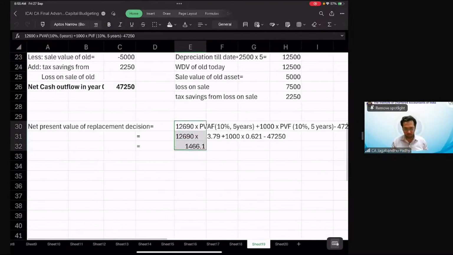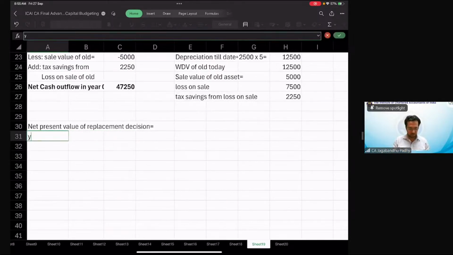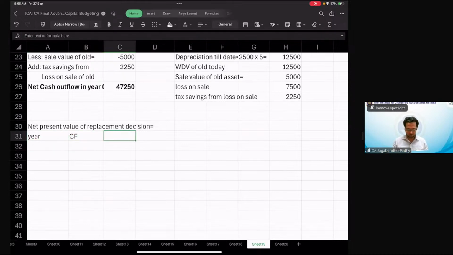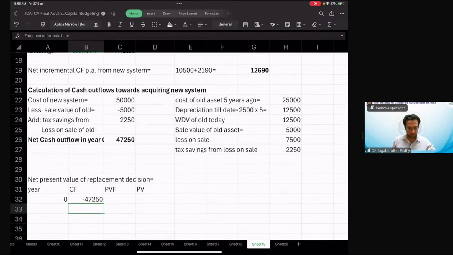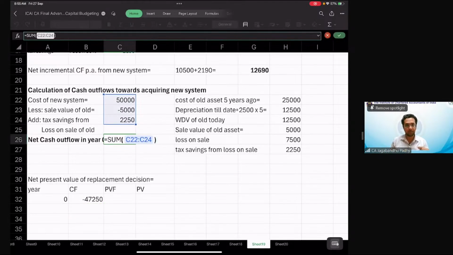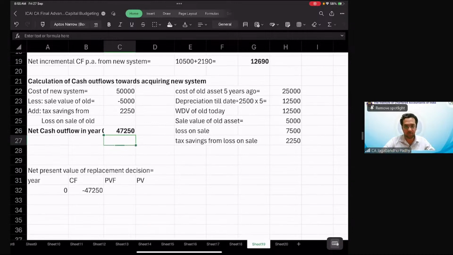Some problem. 1 second. I'll just avoid this and simply do it in a better way for you. Let's write down simply the year, right? It's always better to have this in tabular form. Year, cash flows, PV factor, and the PV. Simple. Year 0, we have an outflow of 47,250, right? Is 50,000 minus sale of old value. 2250 is the tax saving.